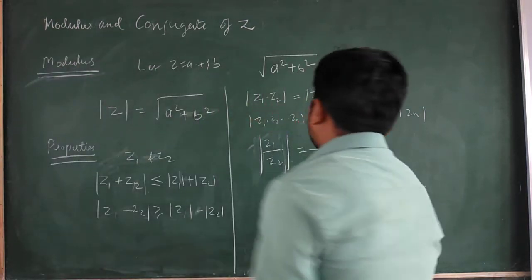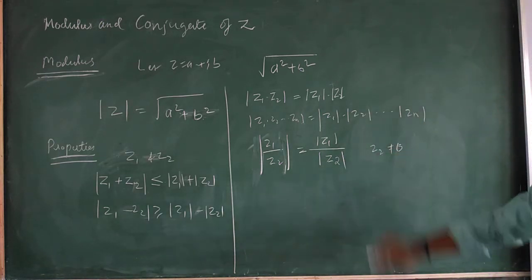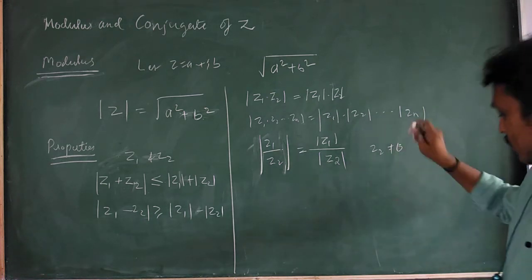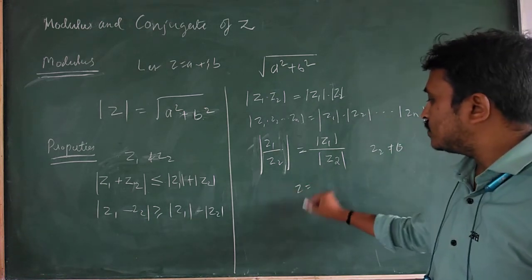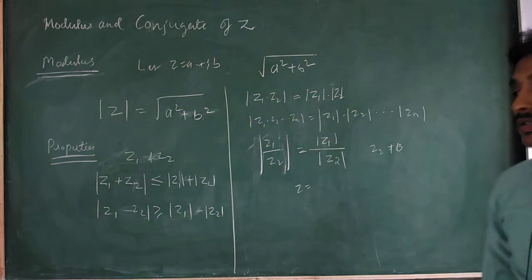Modulus of z1 divided by modulus of z2, where z2 is not equal to 0. This is the modulus. For example, how to find the modulus of z equals a plus ib: modulus of z is root of a square plus b square.